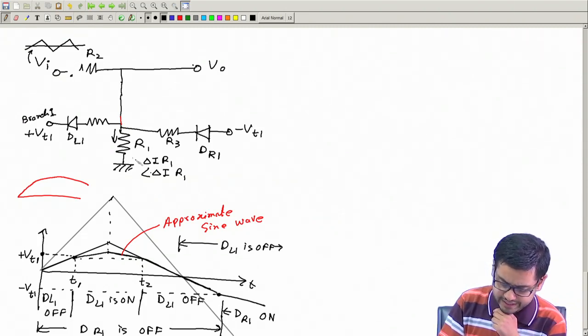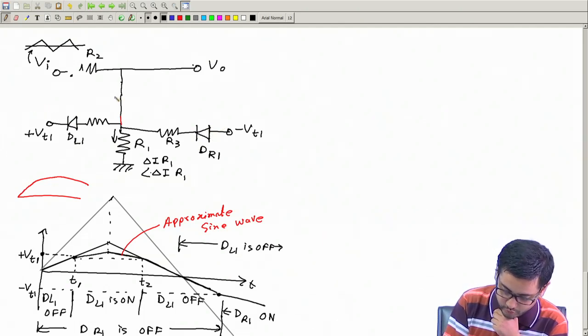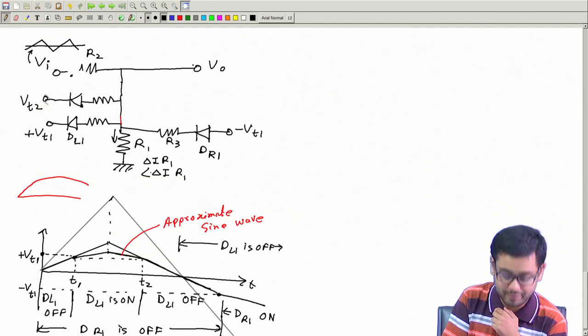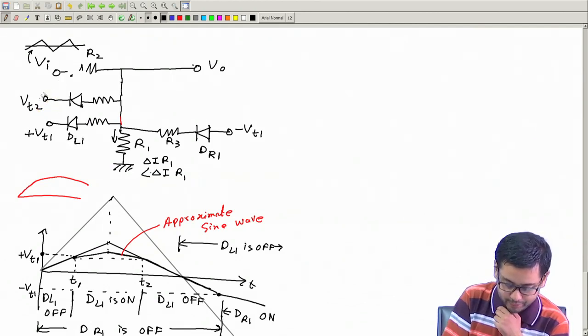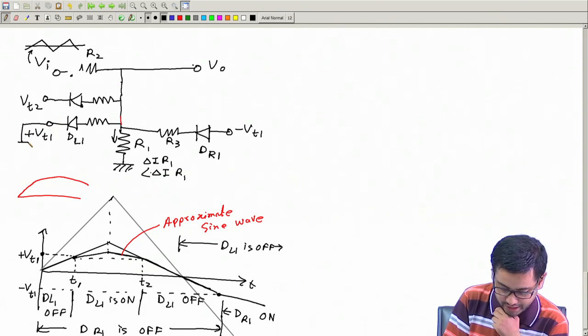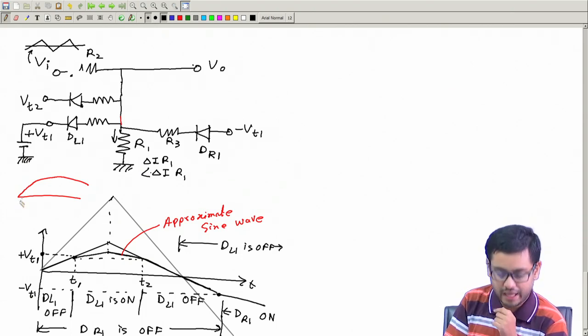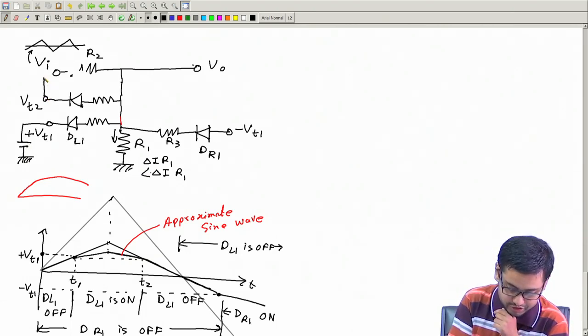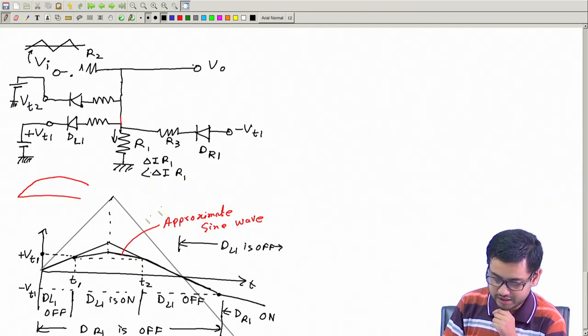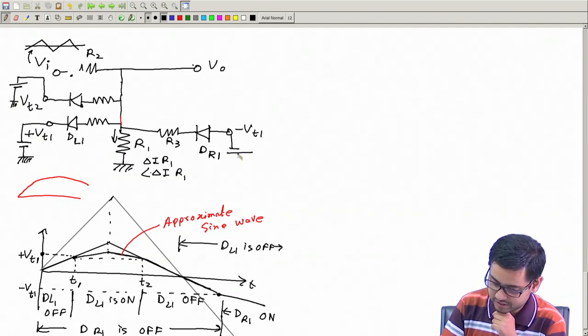What I shall do, I will take more such diodes, such arrangements. So let me take one more. Call this voltage that I will apply here VT2. I have to apply this voltage here as well, so I have to take a battery or something. Similarly, here also I have to apply this voltage. This is negative.